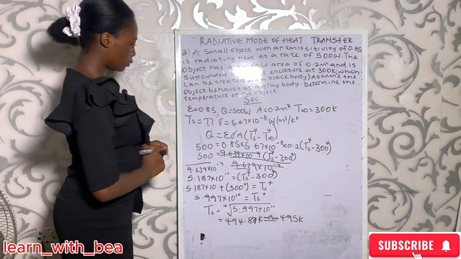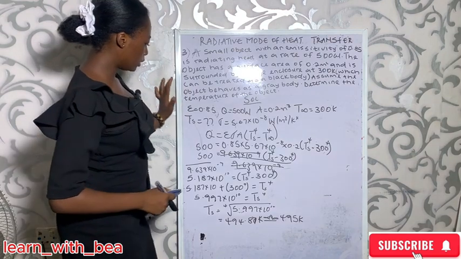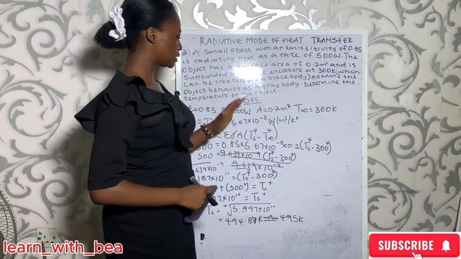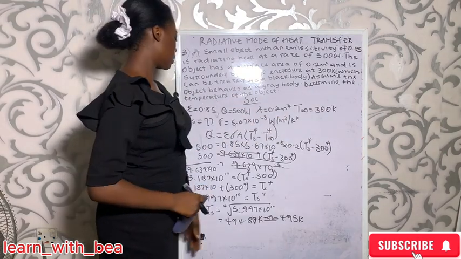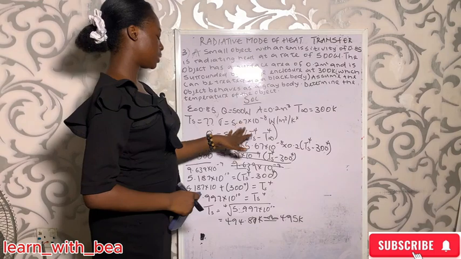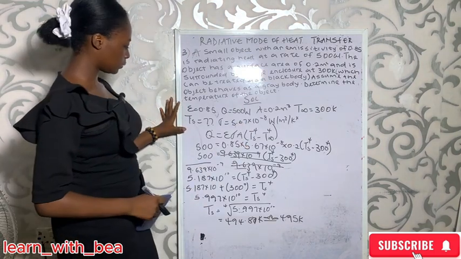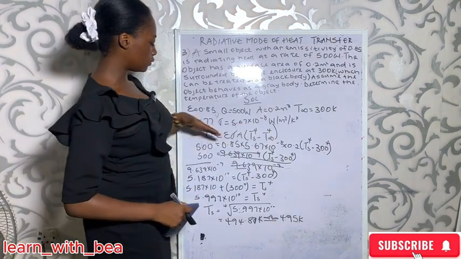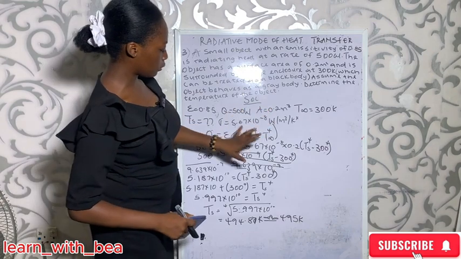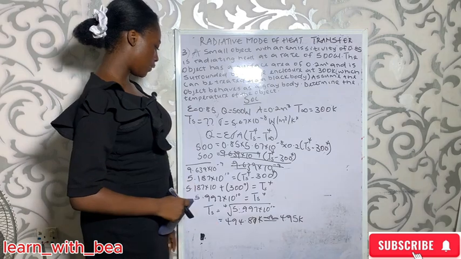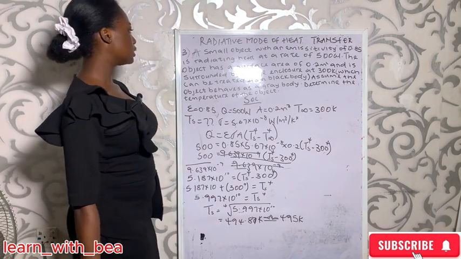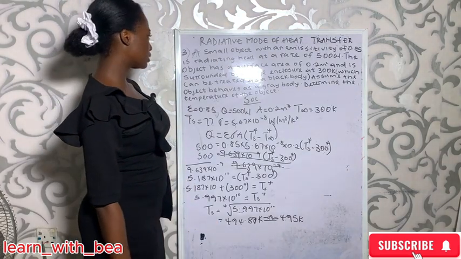So let's come back in. We're given our emissivity, the rate of the radiative heat, the area, the temperature of the surroundings, and we know our Stefan-Boltzmann constant, and we have to calculate the Ts. This is what we are looking for. We know the rest of it. So all we did is input our values. We got this. So let's move to our next question.